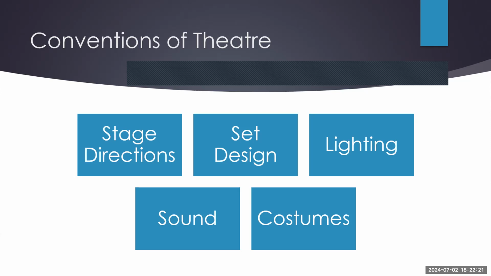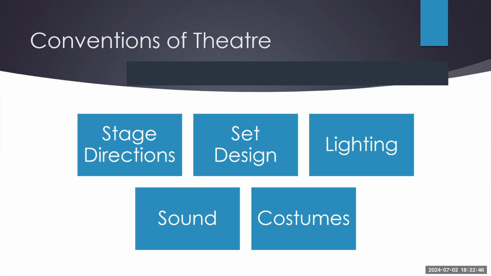All right. So our stage direction. This is going to be the instructions in the script for the actors. It's going to tell them how they move. Are they moving left? Are they moving right? Are they coming forward? What are they physically doing? The set design is going to be the physical surrounding in which the action takes place. This is going to be what you see with your eyes in the background.